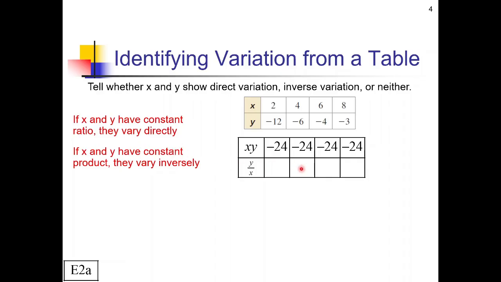But let's just check the other way just to be sure. So negative 12 over 2 is going to be negative 6. Negative 6 over 4 is not negative 6. We could write that as negative 3/2 if we want. And once we break the pattern, we don't have to keep going. So we see here that the product is constant, the ratio is not. So constant product, that means we have inverse variation.